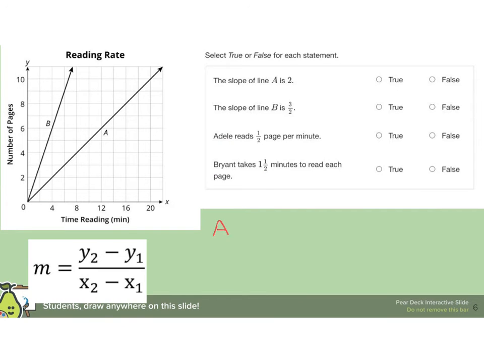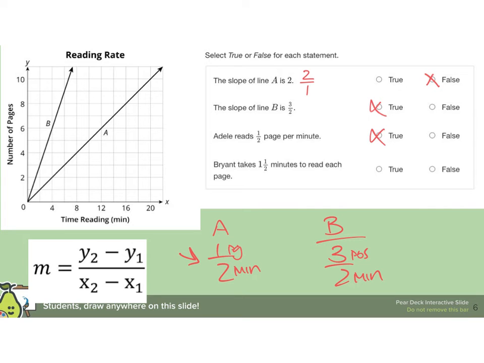So person A, person B, just to refresh my memory, 1 page per minute, 3 pages per minute. All right. The slope of line A is 2. That's false. It's not 2. It's 1 over 2. It's 1/2. If it were 2, it would have been 2 over 1, but it's flipped. The slope of line B is 3 over 2. Yes, that's true. Adele reads 1 page per 2 minutes. I'm guessing Adele is person A. Okay, yes, she does. Bryant takes 1.5 minutes to read a page.